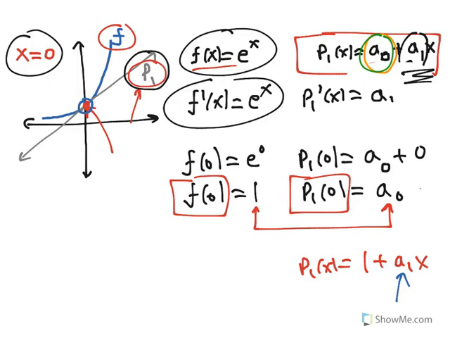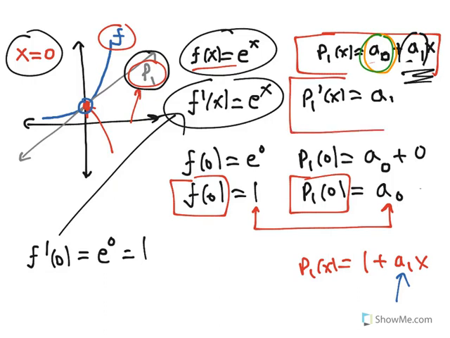So to make that happen, what do we need to do? We want the gray line to have the same slope as the graph of f at x is equal to 0. So what is the slope of the graph of f at x is equal to 0? We look at the derivative, and we evaluate the derivative at x is equal to 0. So we have e to the 0, which is 1. So what is the slope of the line at x is equal to 0? Again, what do you look at? You can look at the derivative. The derivative of this linear function at any x is the constant a sub 1.